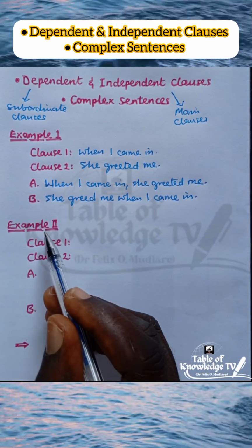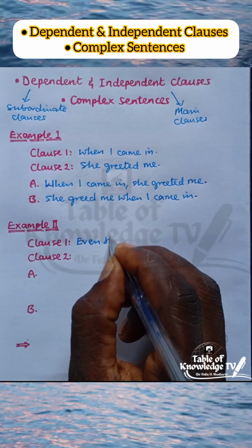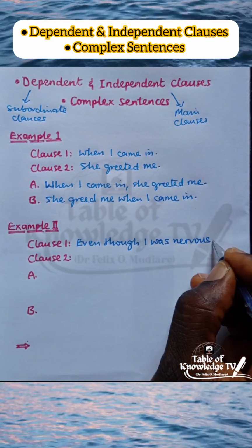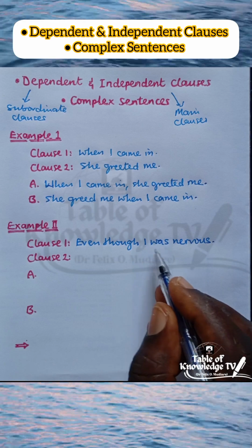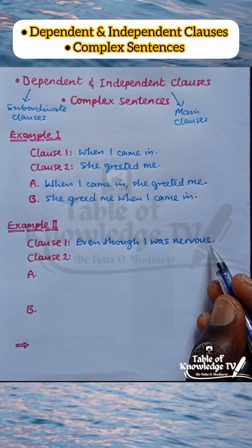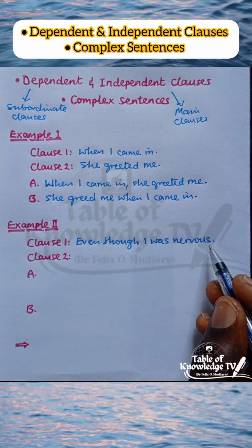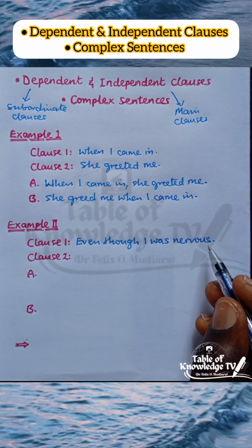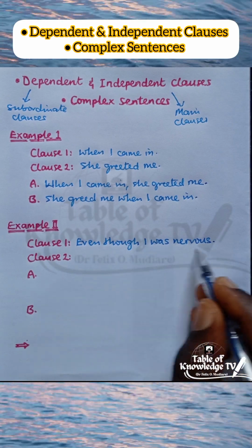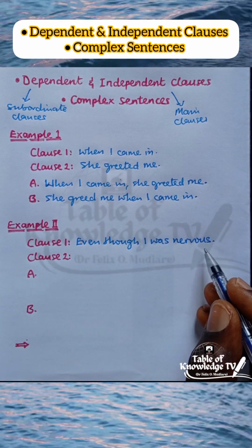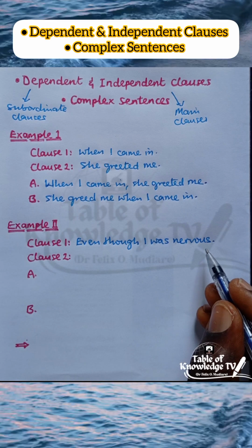Now, let's go to example 2. Clause 1. Even though I was nervous. Just imagine somebody comes to you and says, even though I was nervous. This expression does not make full sense. Something is missing, and you will definitely want to ask the person a question to know what he is actually saying. It doesn't make sense because this expression is a dependent clause. It requires the assistance of another clause before it can make full sense.